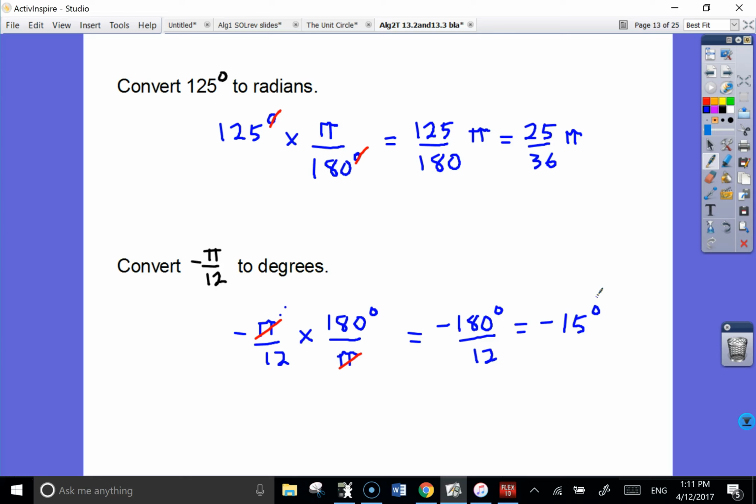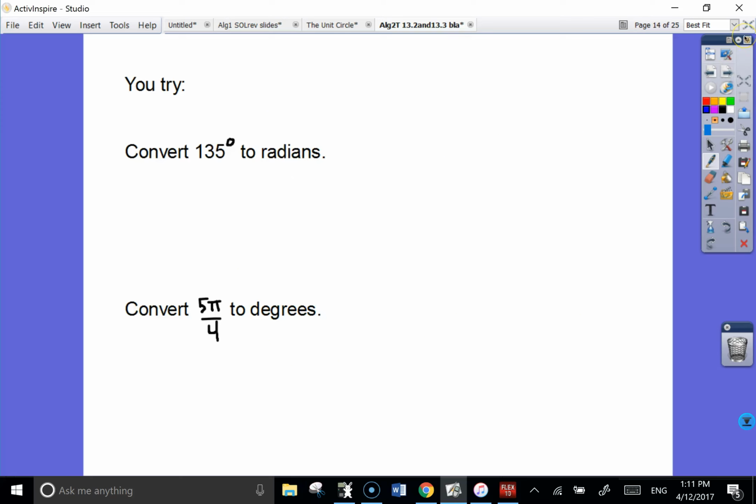Okay, so in order to go from one to the other, all you need to remember is that 180 equals pi. Just one or the other. Just figure out which one goes on top, which one goes on the bottom. So try to do that one. Let me multiply this first one by... This one was times pi over 180. What was this one? 5 pi over 4 times 180 over pi.